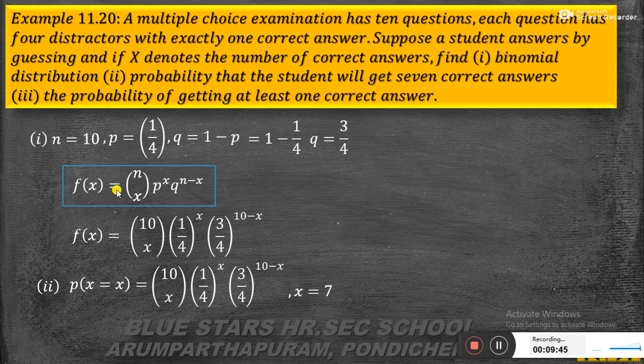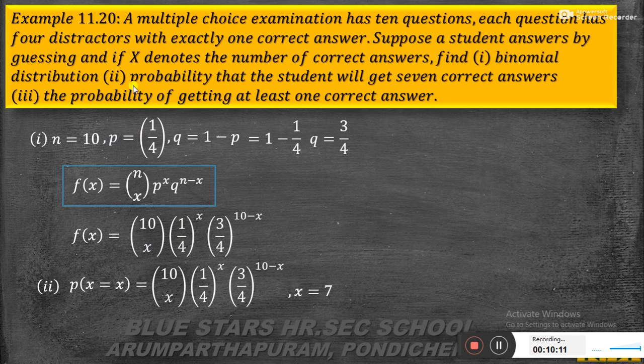Therefore f of x equal to the binomial. This is the binomial distribution formula: f of x equal to nCx p power x q power n minus x. I substitute: f of x equal to, the n value is 10, so 10Cx. The p value is 1 by 4 whole power x, the q value is 3 by 4 whole power 10 minus x, because the n value is 10. So this is the binomial distribution for the first subdivision.